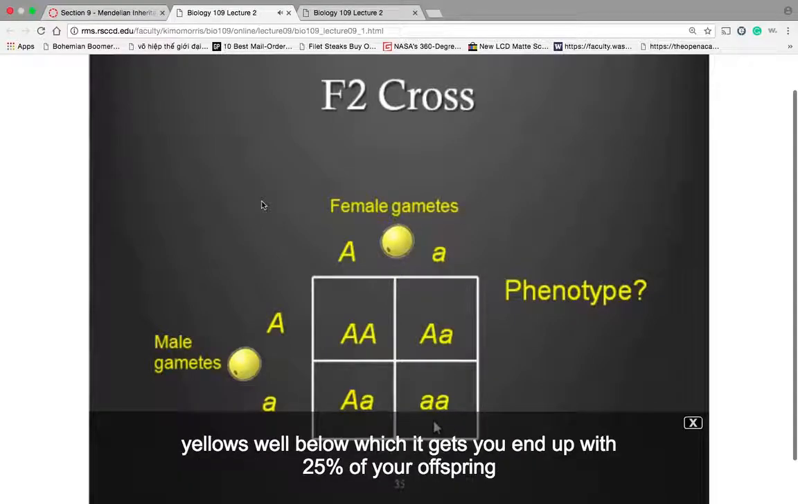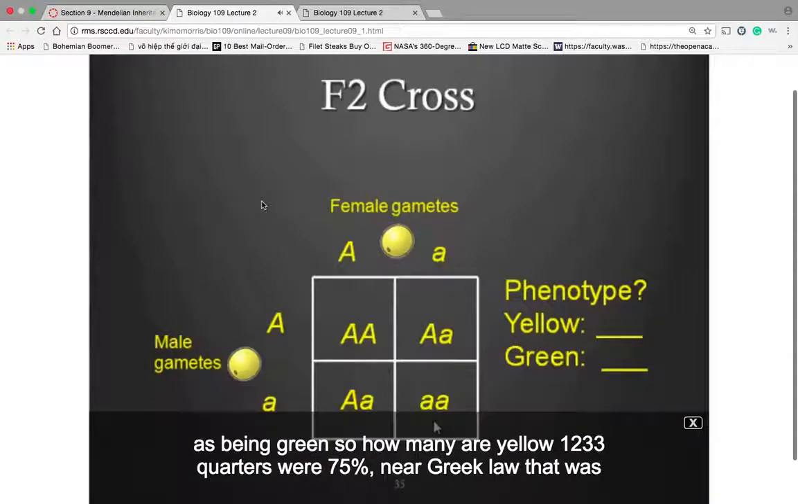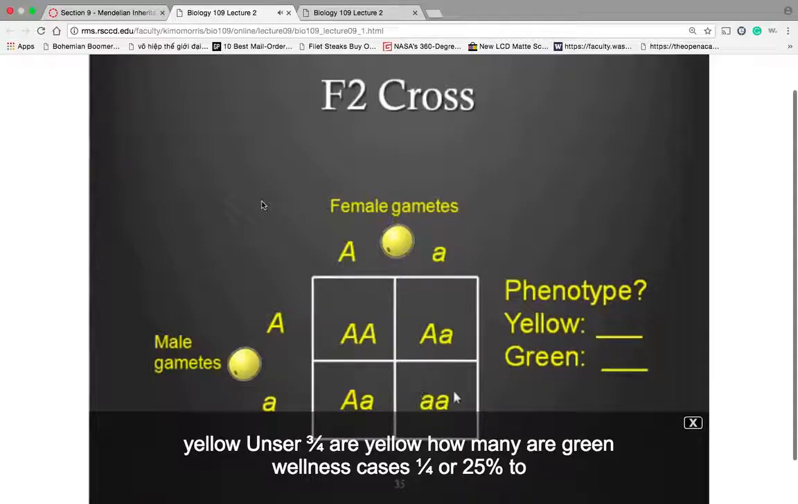But look what you get. You end up with 25% of your offspring being green. So how many are yellow? 1, 2, 3. 3/4 or 75%. How many are green? That was yellow, I'm sorry. 3/4 are yellow. How many are green? Well, in this case, it's 1/4 or 25%.